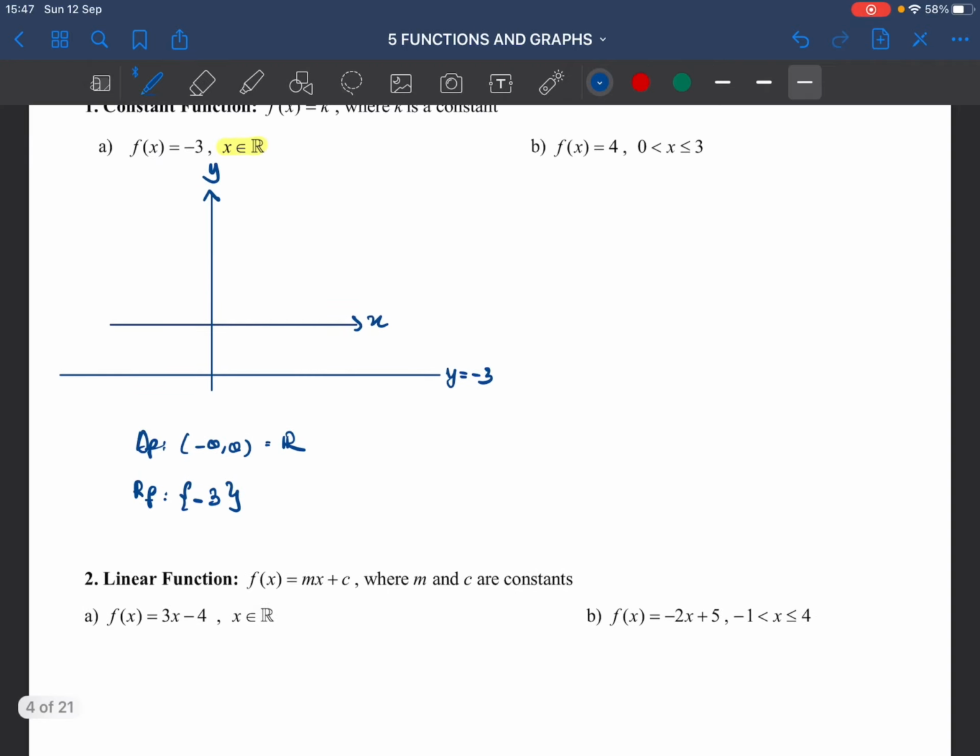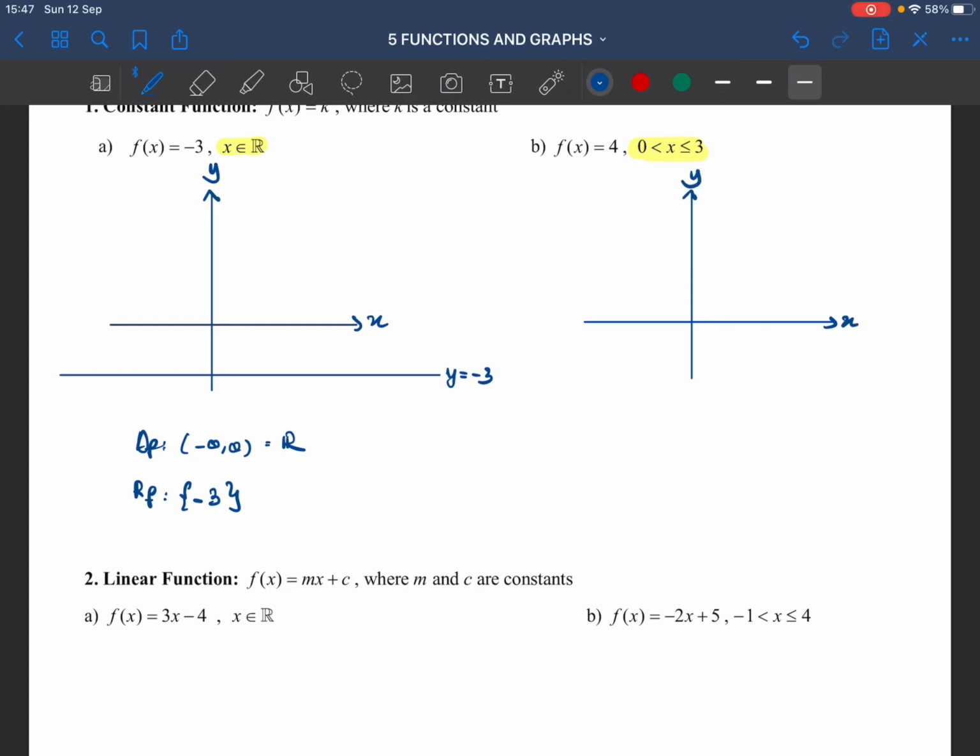So let's see for question B, fx equals to 4. Tapi kalau kita tengok dekat sini, dia ada bagi domain kat kita. X is between 0 and 3 included. Okay, so dekat sini kena hati-hati sikit lah. Okay, so let's draw our axis. So whenever you draw your axis, just always write x dengan y.